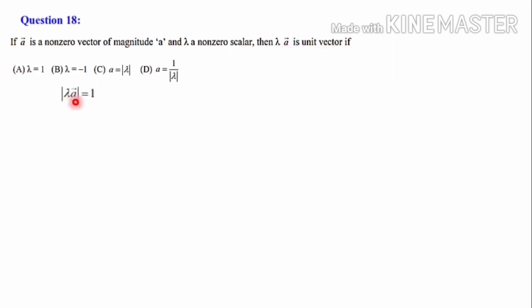So modulus of lambda vector a is equal to 1. We can split this one. Modulus of lambda into modulus of vector a is equal to 1. From here modulus of vector a is equal to 1 divided by modulus of lambda. This modulus of lambda will come as denominator here. So modulus of vector a, it is given to you here. Vector a is a non-zero vector of magnitude a. So modulus of vector a, we can write it as a is equal to 1 divided by modulus of lambda. So the correct option here is option D, that is a is equal to 1 divided by modulus of lambda.